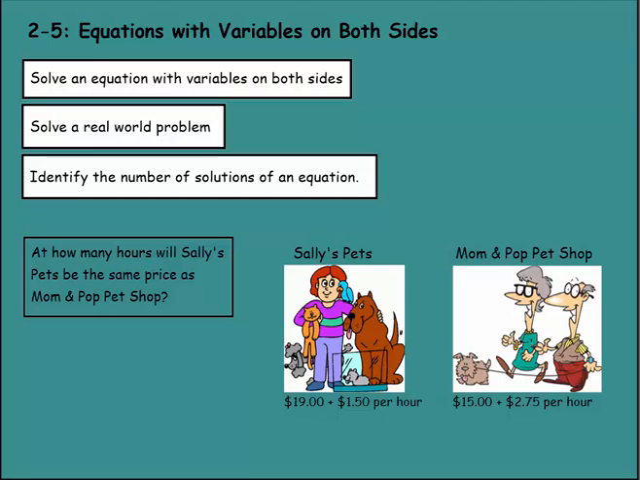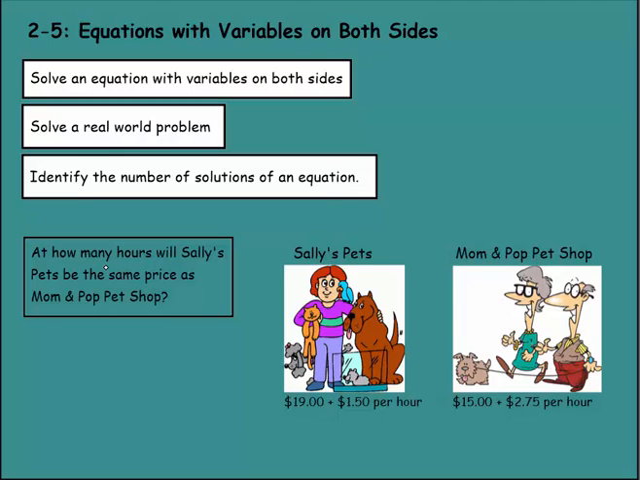We're in lesson 5 of chapter 2, which will be equations with variables on both sides. First, we're going to solve an equation with variables on both sides. Then we're going to solve a real-world problem. Then we're going to identify the number of solutions of an equation. So here's a situation where we would work with an equation with variables on both sides.